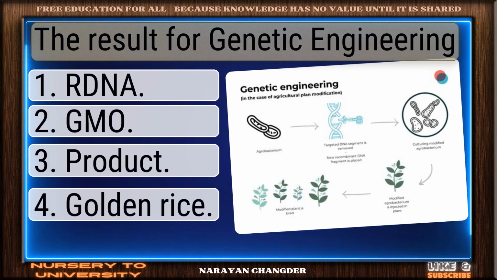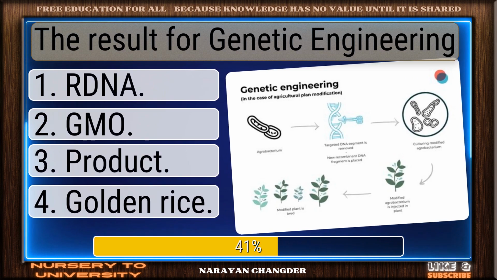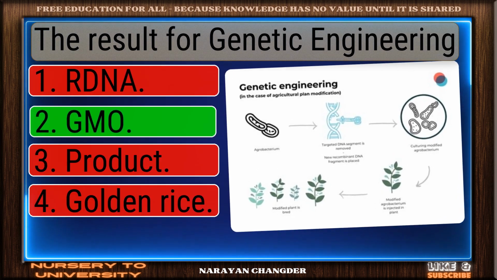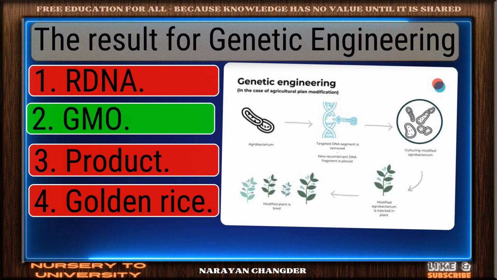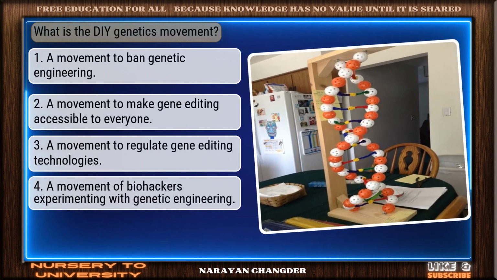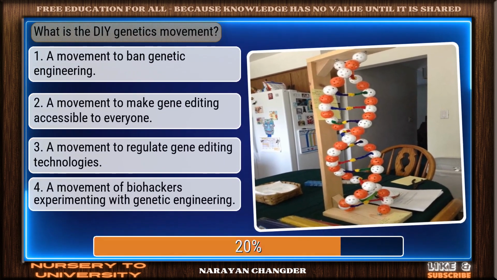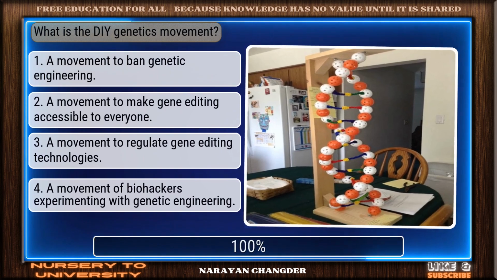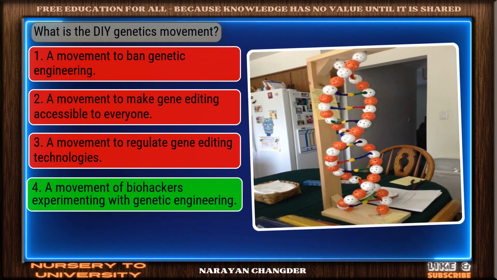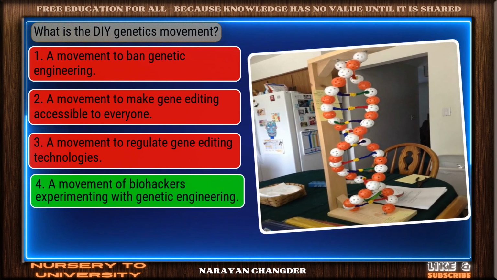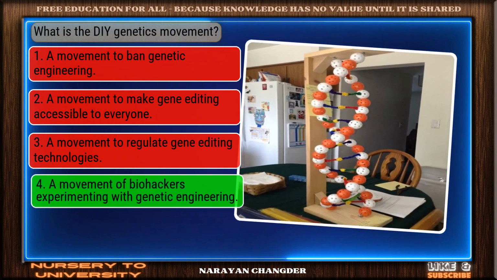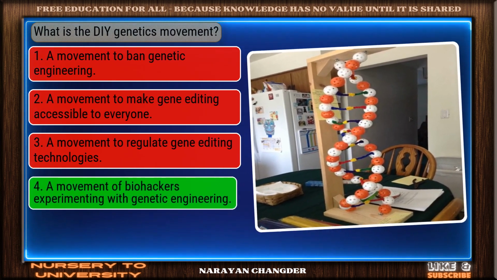The result for genetic engineering. Correct response. JUMO is the most accurate answer. What is the DIY genetics movement? Well picked. A movement of biohackers experimenting with genetic engineering is the correct answer.